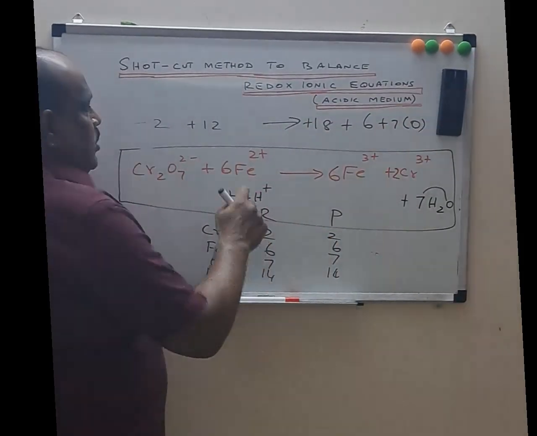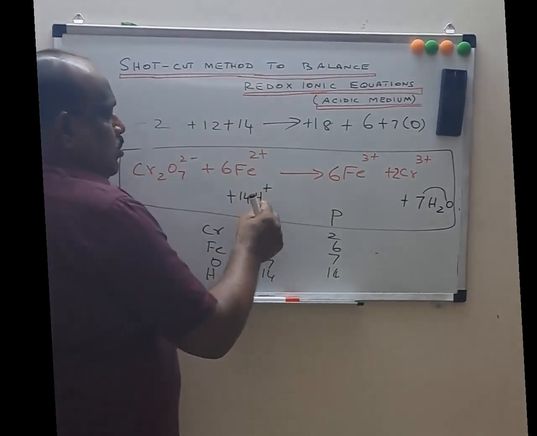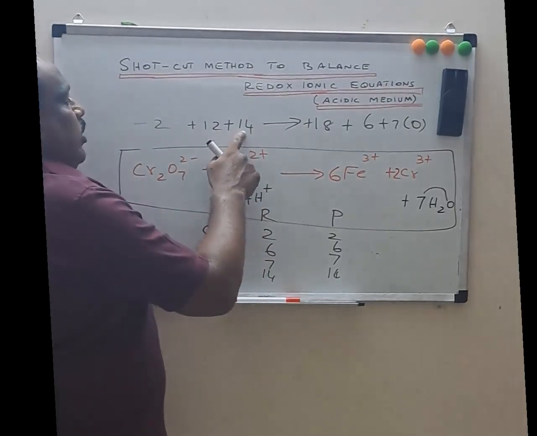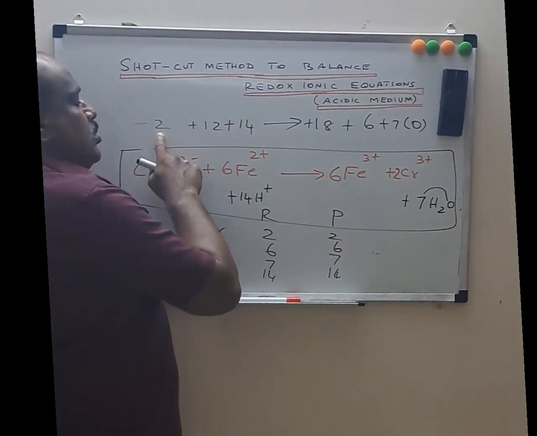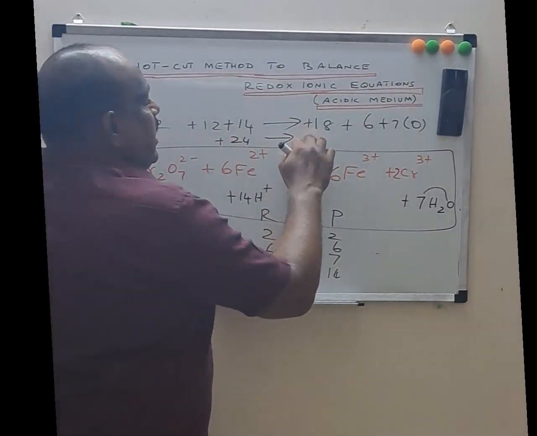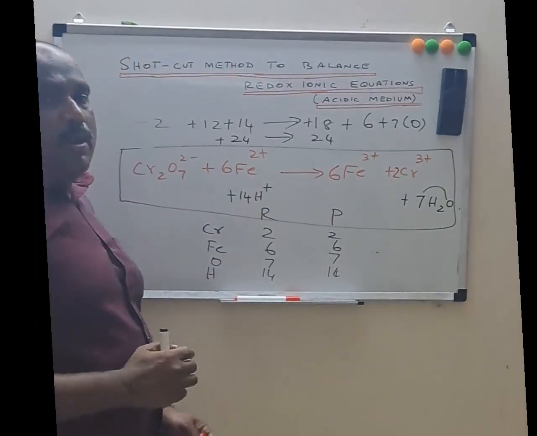I have left here 14H+. So it is 14 positive. Why did this 14 come? Because one hydrogen has one positive charge. So 14 hydrogens will be equal to 14. So 14 plus 12 is 26. 26 minus 2 is 24. It is plus 24. On the right hand side, 18 plus 6 is 24 because this is 0. So we can see the charges also got balanced.